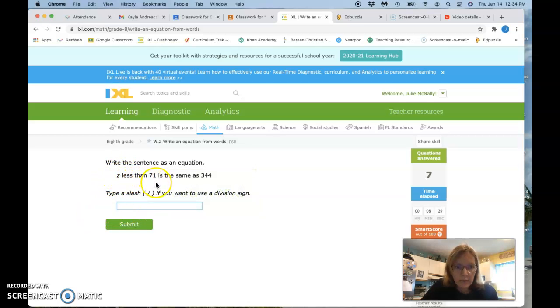Z less than 71. Again, you're going to have to flip this around. So Z less than 71 looks like this. Is the same as 344.